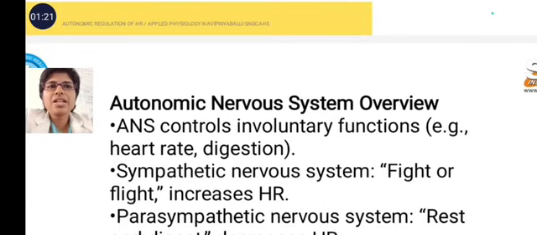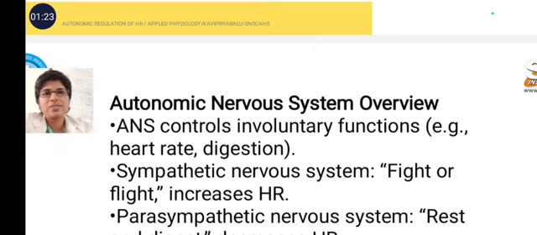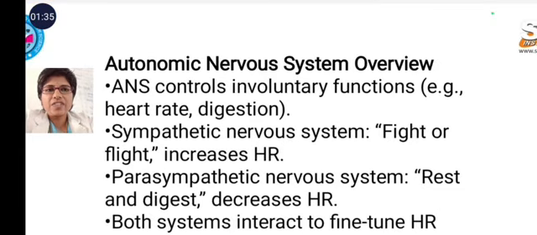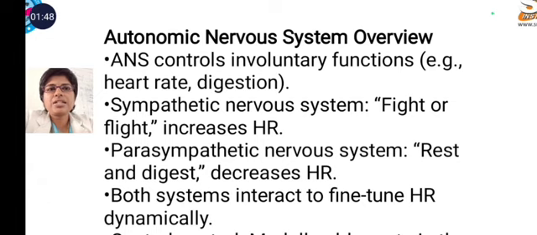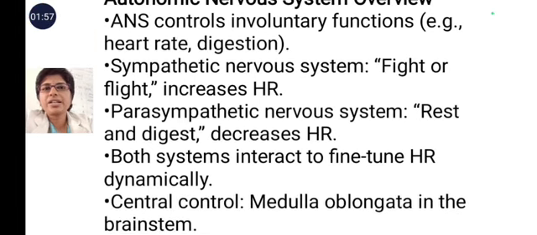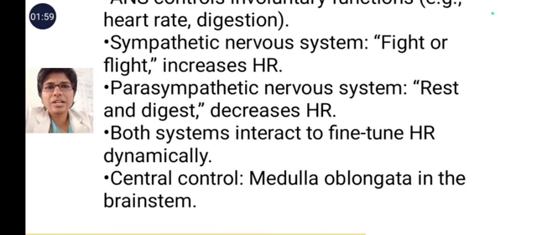The autonomic nervous system, ANS, performs involuntary functions, and it maintains heart rate and digestion. The sympathetic nervous system is fight or flight, which means during sleep the heart rate decreases, while during exercise or working, metabolism increases and the heart rate also increases. The parasympathetic nervous system is rest and digest, so it decreases the heart rate. Both systems interact to fine tune the heart rate dynamically.